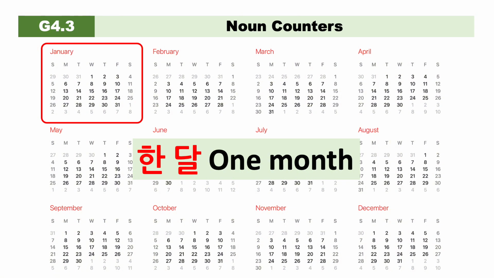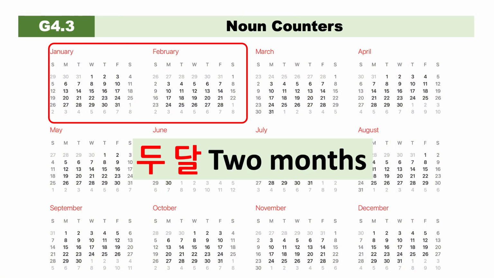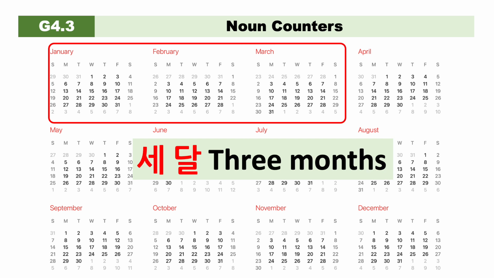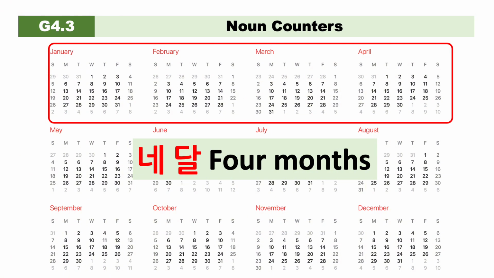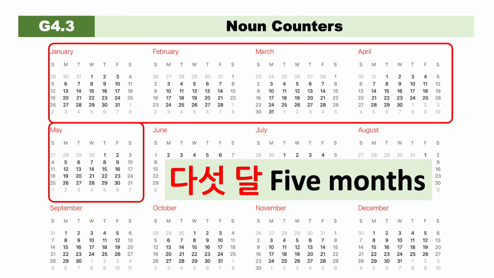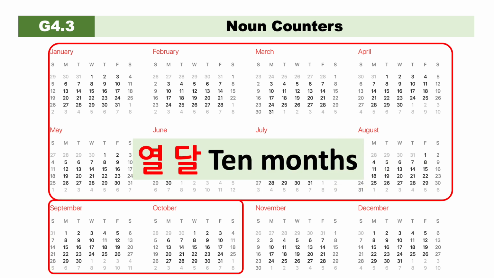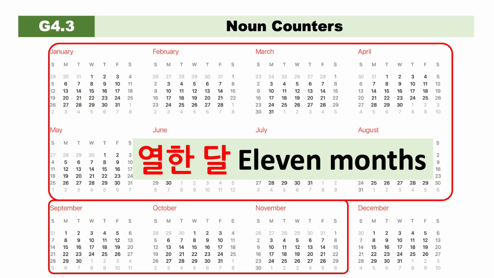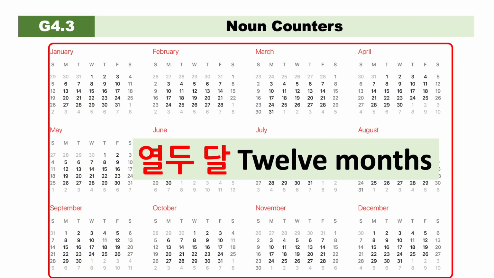한 달, 1 month, 2 달, 2 months, 3 달, 3 months, 4 달, 4 months, 5 달, 5 months, 10 달, 10 months, 11 달, 11 months, 12 달, 12 months.